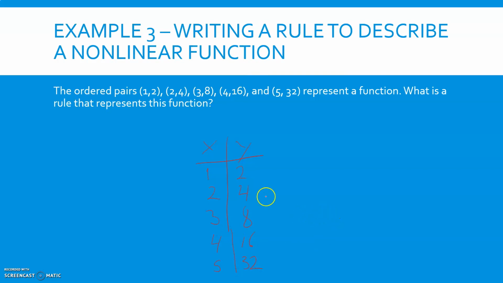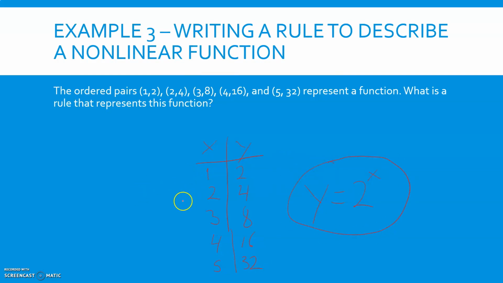How do we get from x to y? We see that our pattern is that y is equal to 2 to the x power, so we're taking whatever x is and making that our exponent. So 2 to the first power is 2, 2 to the second power is 4, 2 to the third power is 8, 2 to the fourth power is 16, 2 to the fifth power is 32. So there's our rule for it.